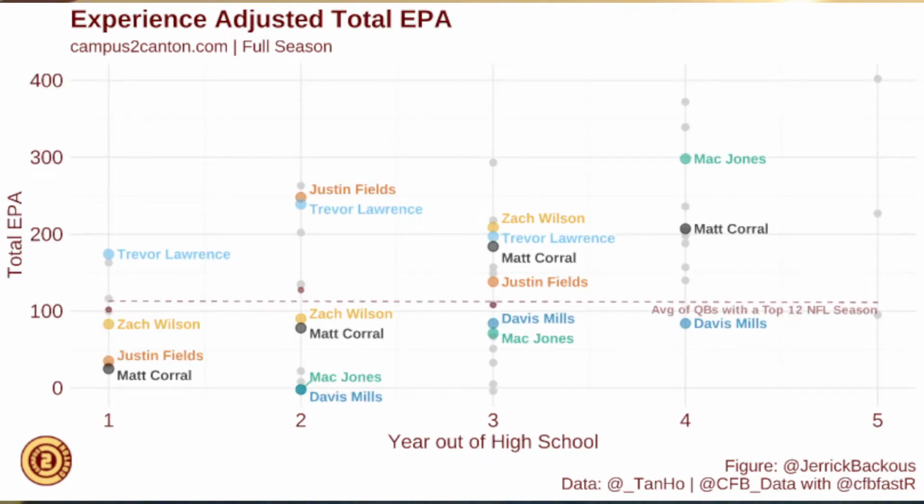21 EPA. Again, you see the same thing here. The rushing is a big deal. See Zach Wilson, Trevor Lawrence above him in that third year. And then him having a fairly decent year 4. Mac Jones, that was just his amazing season with Alabama.